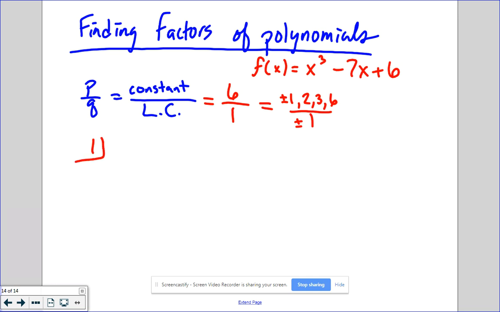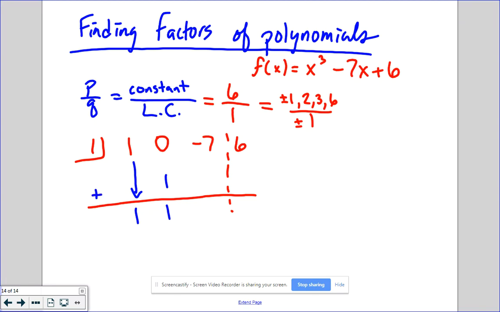Okay? What are my coefficients then? So x cubed is 1. Do I have an x squared term? 0. Do I have an x term? -7. And then 6. I bring 1 down. 1 times 1 is 1, and I add. 0 plus 1 is 1. 1 times 1 is 1. -7 plus 1 is -6. -6 times 1 is -6. And I get a remainder of 0. So is 1 a factor if I get a remainder of 0? Yes. So that tells me x equals 1 is one of my 3 factors.